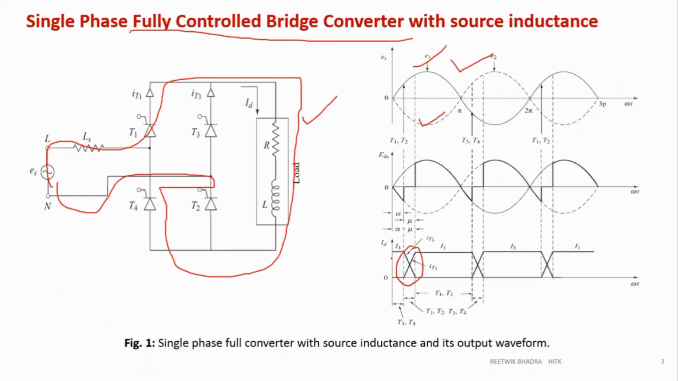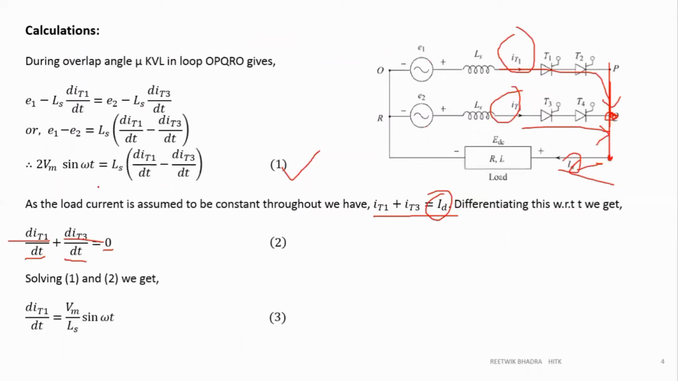See, your IT3 is not constant, it is variable, changing over here. Then again 0, then again changing, then constant, then 0. So you can't take IT3, IT2, IT1 as constant. They are continuously changing with respect to time. But ID is constant, we had already assumed it.